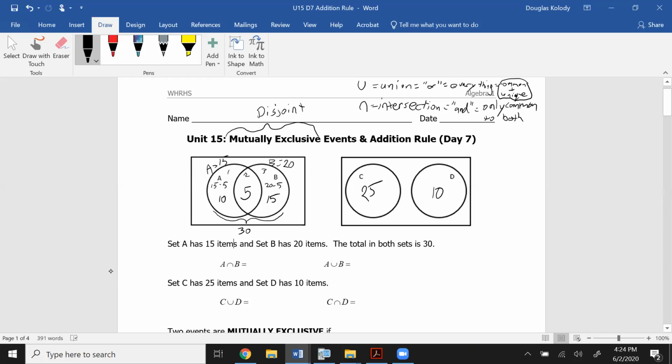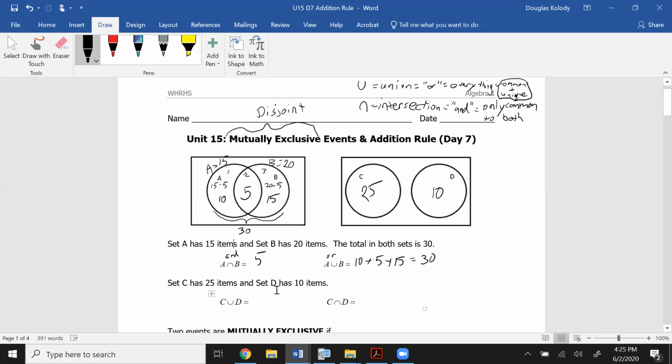So what numbers are part of A and B? Well, that's just the 5 people that are part of both circle A and circle B. How many numbers are in circle A or circle B altogether? Well, that's just the 10 plus the 5 plus the 15. You add up the numbers inside because the 10 and the 15 are unique to each circle, and the 5 is common to both. Add them all up. Or means everything, and you get the 30.